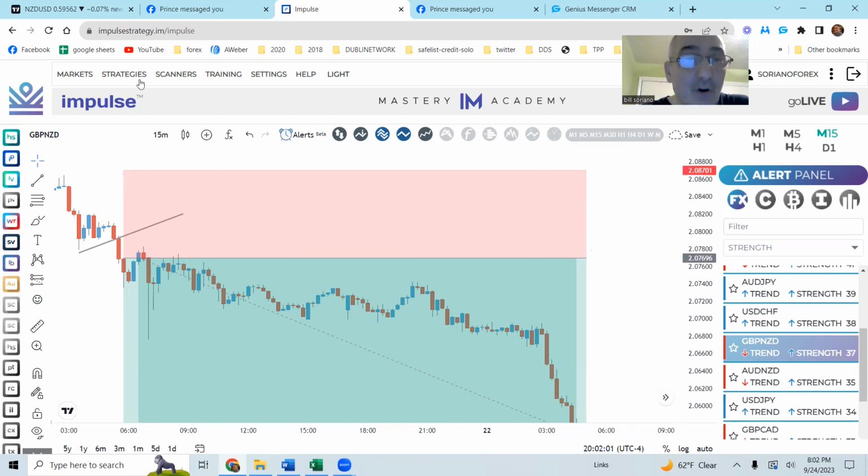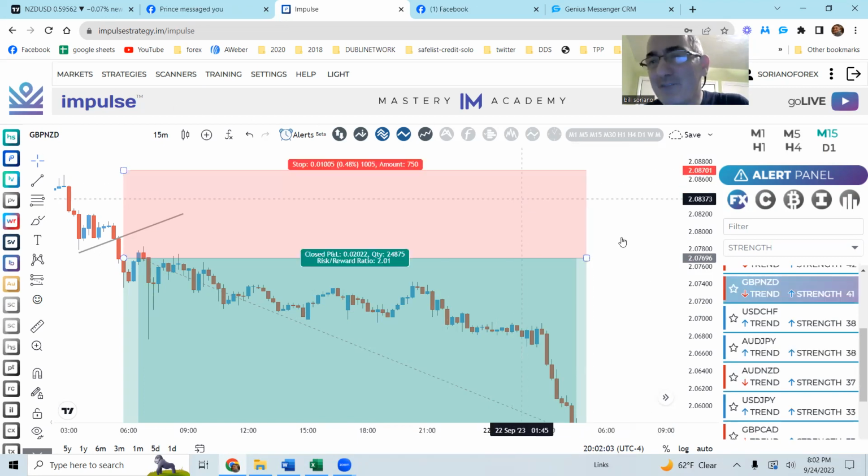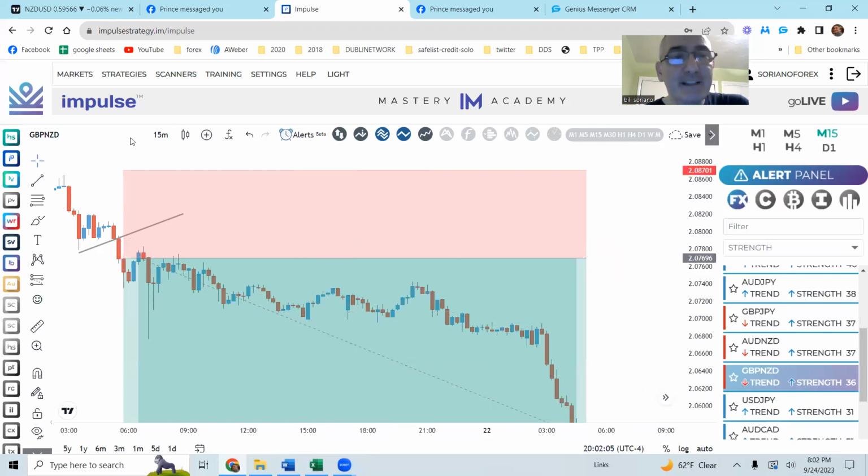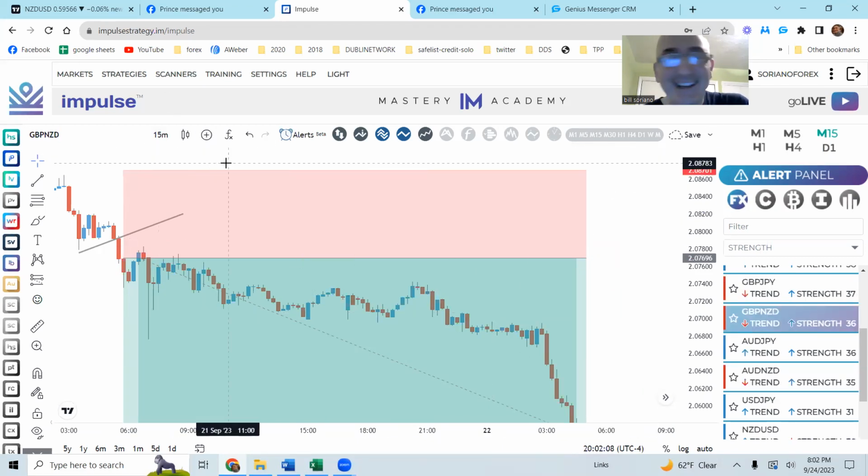Okay, guys, this is our new, well, it's not new, it's been around for about a year, but it's new to us because we're now able to use it. This is our company's impulse scanner.